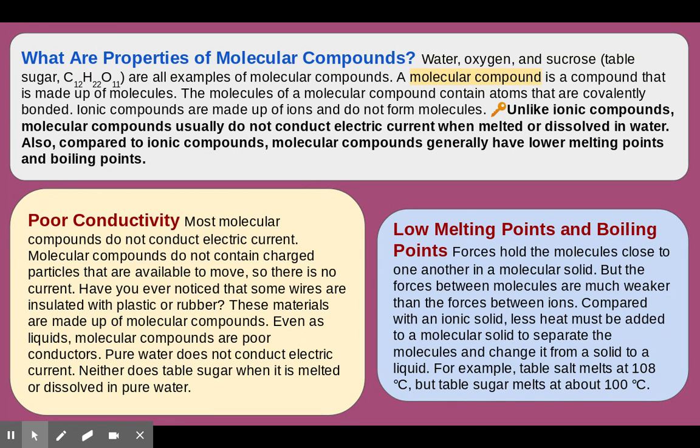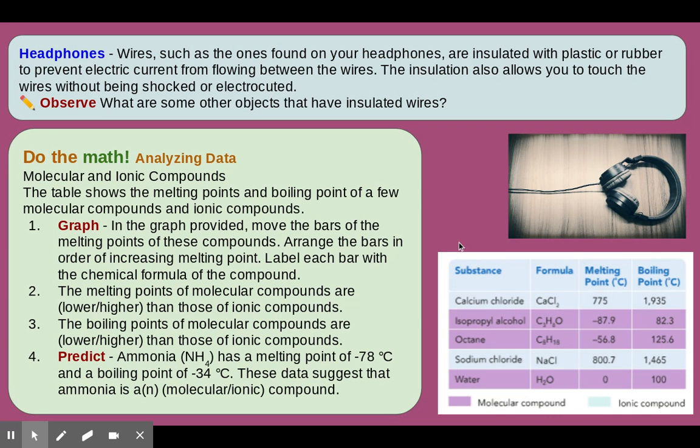Unlike ionic compounds, molecular compounds usually don't conduct electric current when melted or dissolved in water, and they have lower melting points and lower boiling points. Okay, so poor conductors, low melting points and boiling points. Read through that stuff. Good stuff.